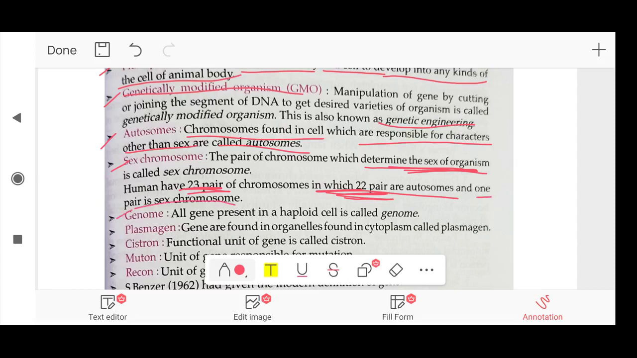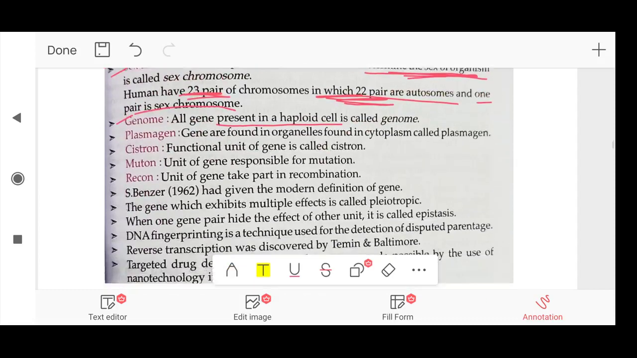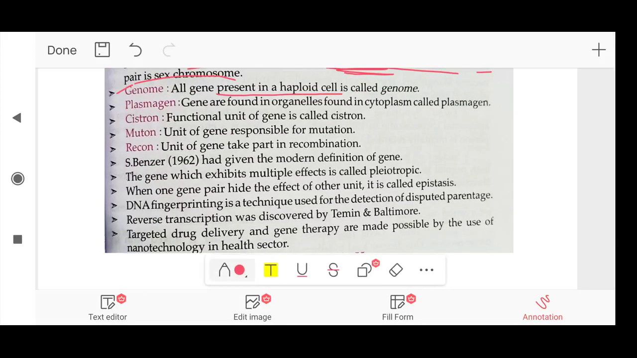Next, genome. All genes present in a haploid cell is called genome. Plasma gene. Genes found in organelles in the cytoplasm are called plasma genes. Cistron. Functional unit of gene is called cistron. Next, muton. Unit of gene responsible for mutation is called muton. Next, recon. Recon is the unit of gene which takes part in recombination. S. Benzer in 1962 gave the modern definition of gene.